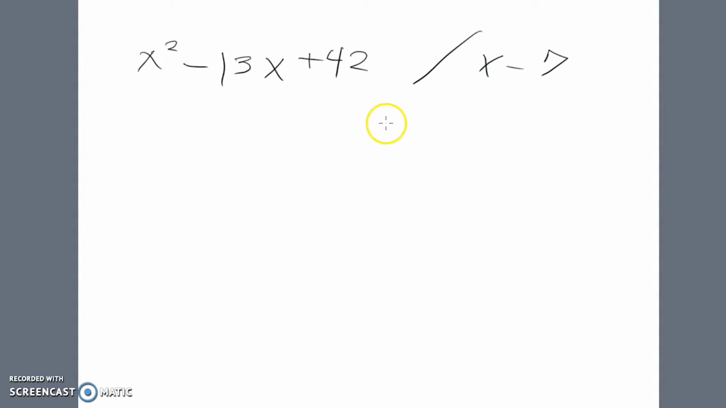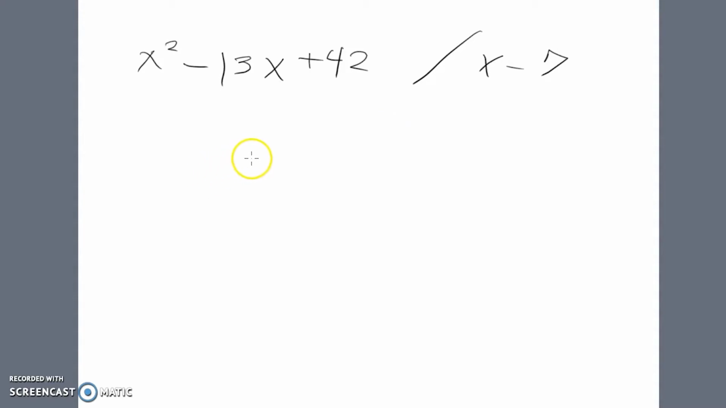Time for you to try these items out on your own. The first item is use long division to divide x squared minus 13x plus 42 by x minus 7. Pause this part of the video and resume when you're ready to know the answer.